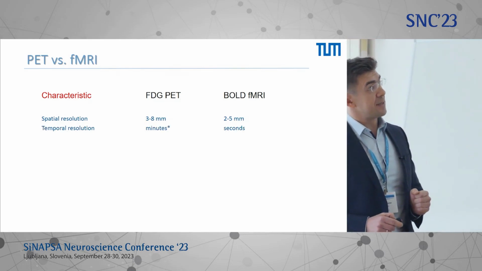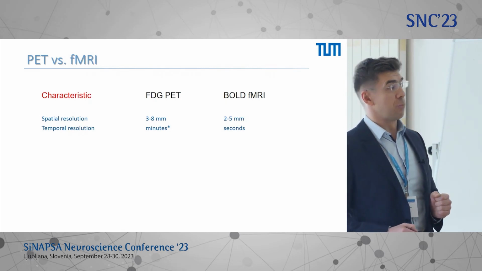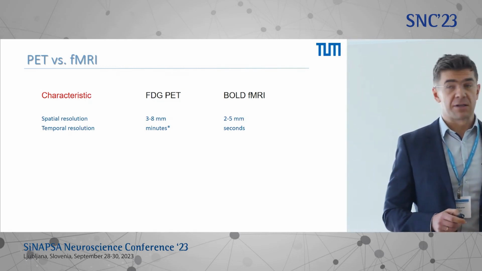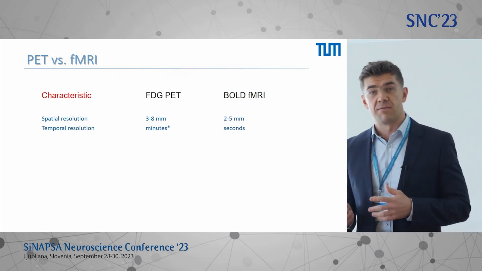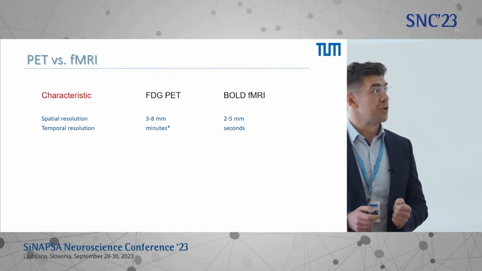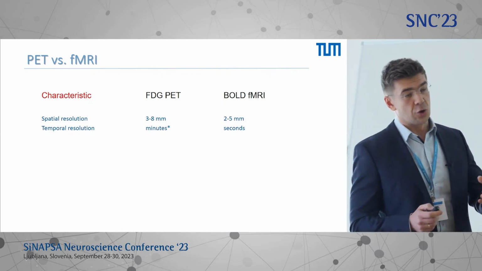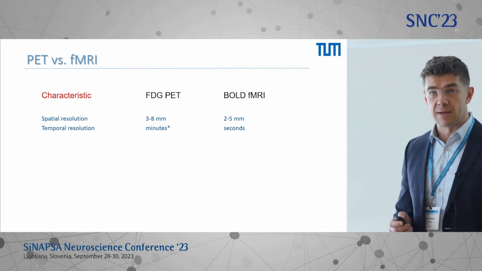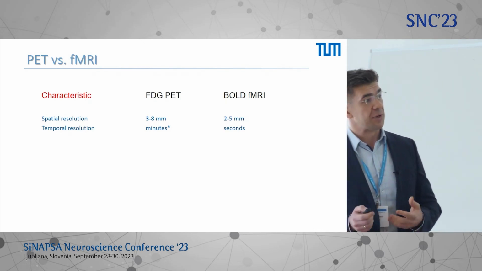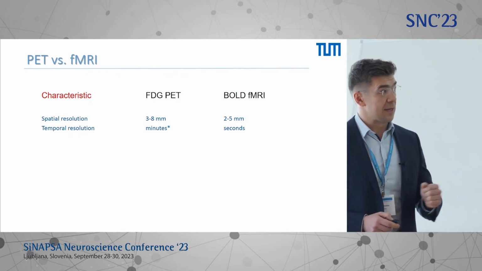Temporal resolution is of minutes in FDG PET, in seconds in BOLD fMRI. There is a star. Why? Because there is increasing interest in so-called functional PET. You have probably heard of research by Sharna Jamada, where FDG is injected not as a bolus, but continuously. And this potentially allows increasing temporal resolution up to a few seconds.